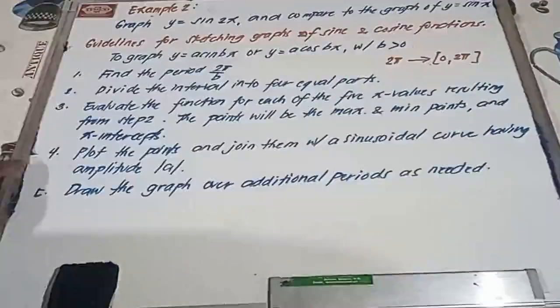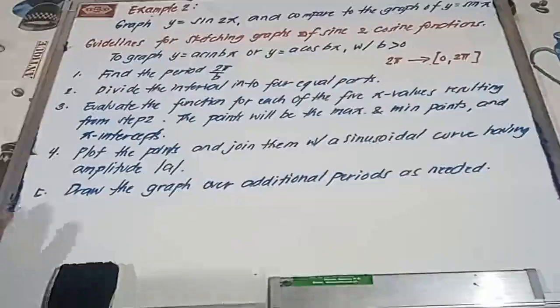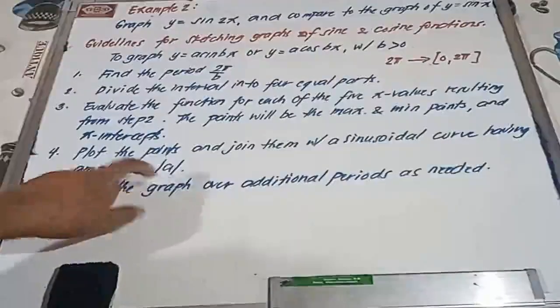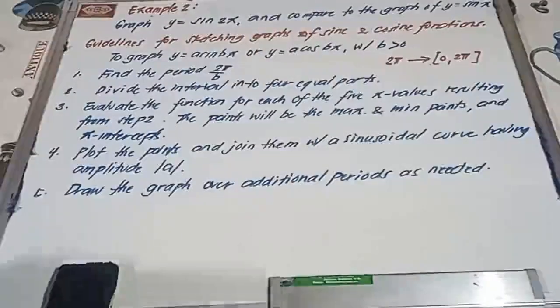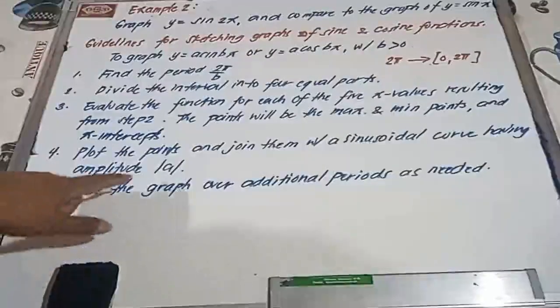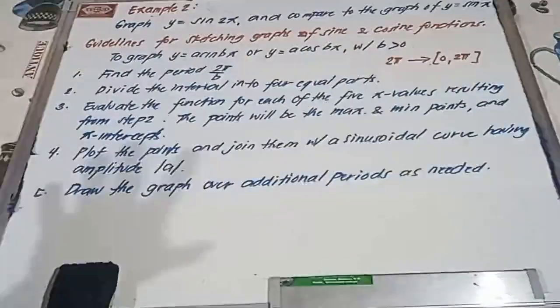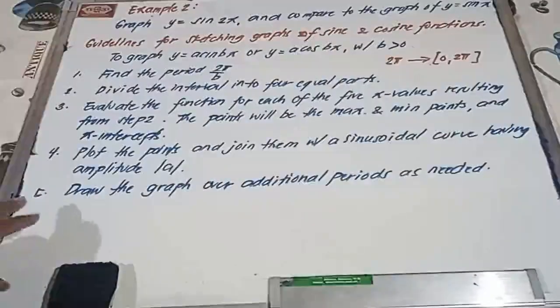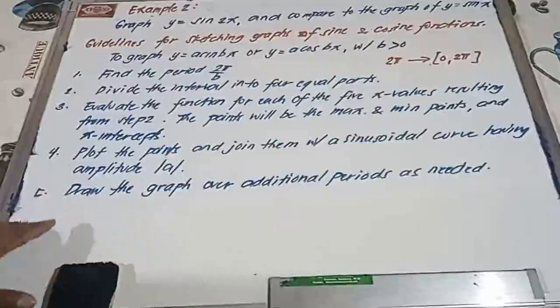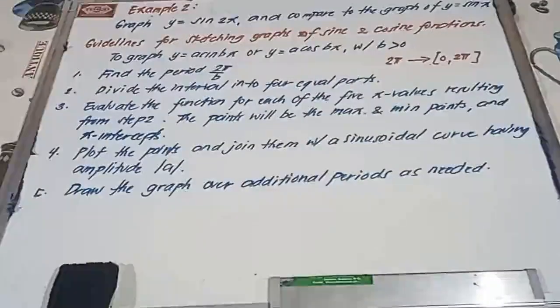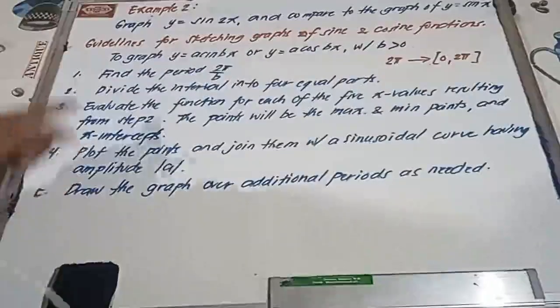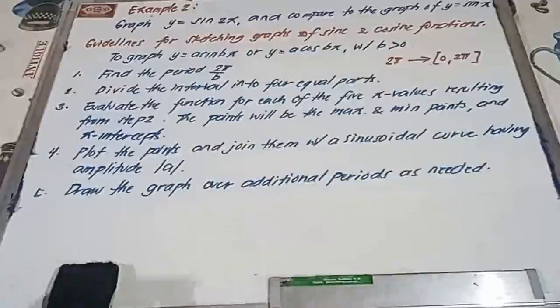Number 4, plot the points and join them with a sinusoidal curve having an amplitude of absolute value of a. Whatever is the coefficient of the function, you get its absolute value, that will be the amplitude of that said function. And number 5, draw the curve or the graph over additional periods as needed. So, for example, number 2, we're going to graph y equals sine 2x. And we're going to compare this graph to the graph of the function y equals sine x.